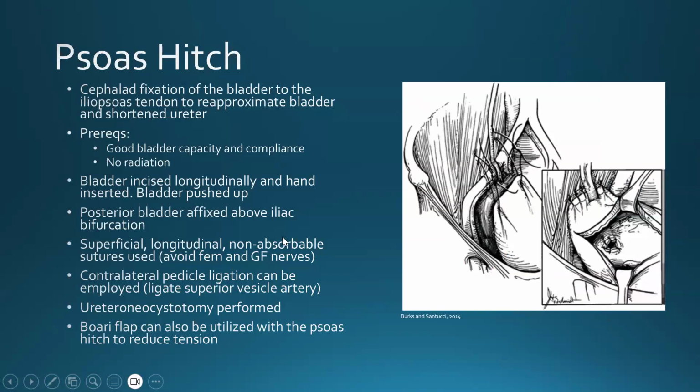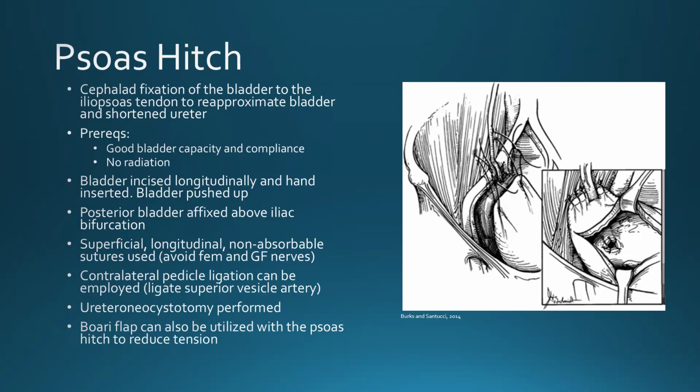A psoas hitch is also utilized to gain length and distance to achieve that tension-free anastomosis. And this procedure involves a cephalad fixation of the bladder to the iliopsoas tendon to reapproximate the bladder and the shortened ureter. Prerequisites for performing the psoas hitch are that the patient should have good bladder capacity and compliance, and patients who have been previously irradiated in the pelvis are not going to be good candidates for this.